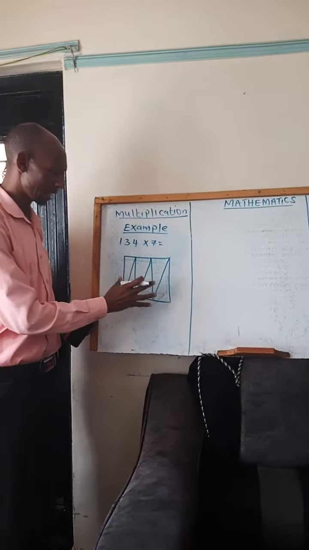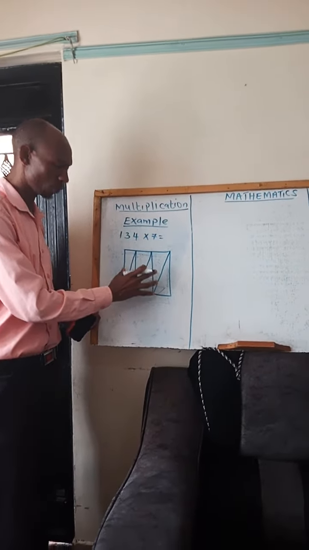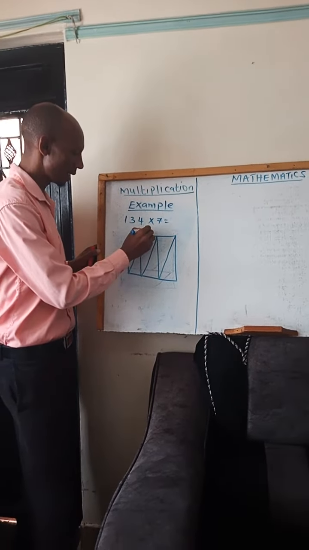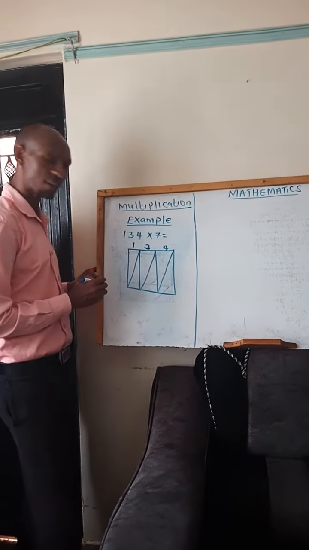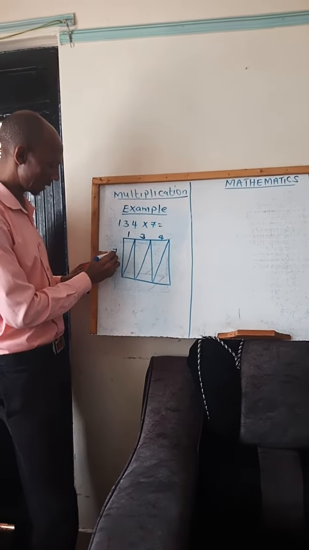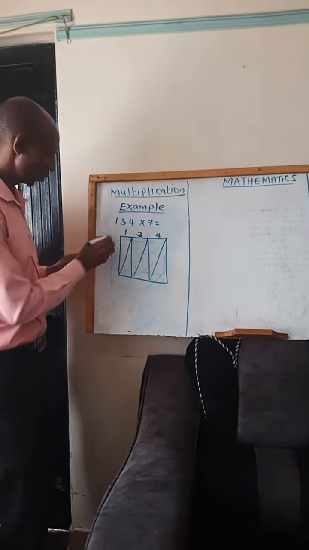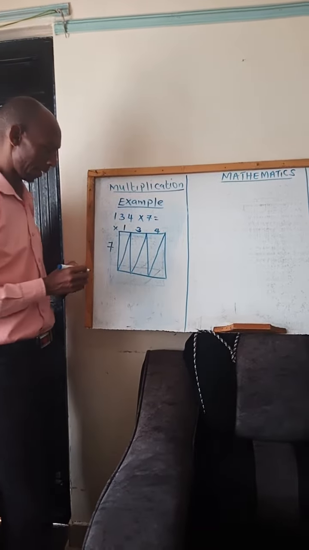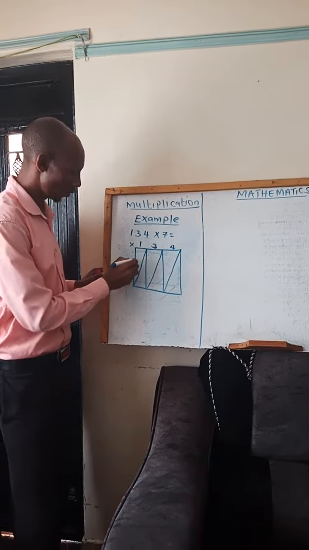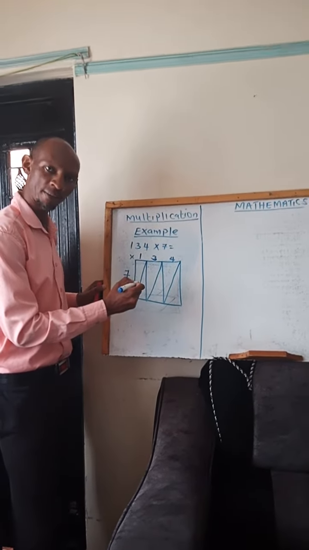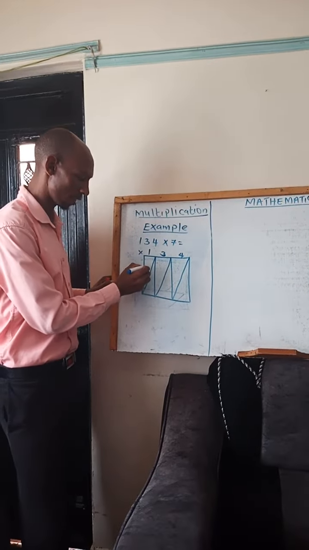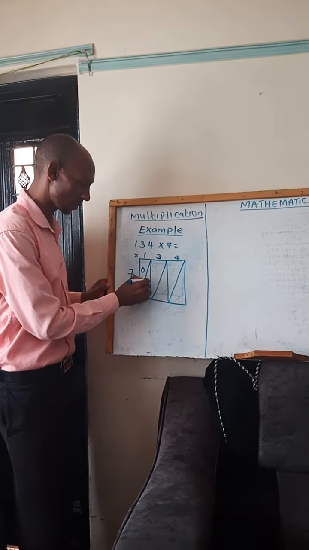Having come up with this structure, you're supposed to insert the numbers 1, 3, and 4 on the 3 columns, and you insert the number 7 there, and you put a multiplication sign there. Then you multiply 7 by 1, you will get 7. And any number which is less than 10, you should start with a 0. So I write 0, 7.